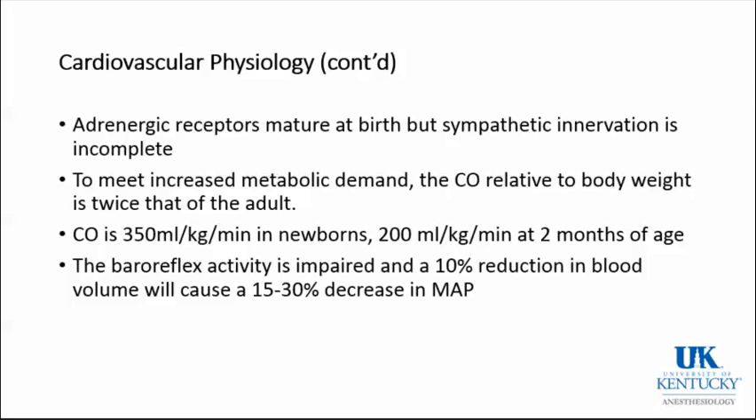A few words on cardiac output. In the newborns, it's about 350 ml per kilo. As they get older, by 2 months of age, they need about 200 ml per kilo, and it decreases to the adult levels by about 2 to 3 years of age. In children, just remember their baroreflex activity is impaired, and hence, if they have a 10% decrease in blood volume because of hemorrhage, they will have a 15 to 30% decrease in the mean arterial pressure. So having a child euvolemic is extremely important.